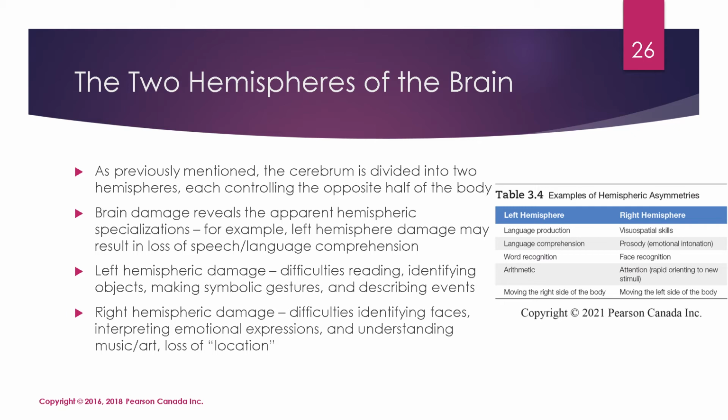With left hemispheric damage, we tend to see difficulties reading, identifying objects, making symbolic gestures, and describing events, whereas right hemispheric damage is more associated with difficulties identifying faces, interpreting emotional expressions, understanding music and art, or a loss of location, so our spatial awareness seems to be associated with the right hemisphere as well. These are just a few examples of apparent hemispheric specializations, so you should keep these in mind. I like to think left is language and logic, so the 3 L's, and then right is the other things, like facial recognition, emotion, a lot of those types of things.